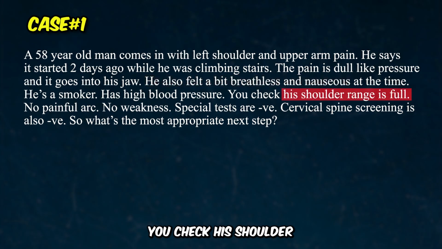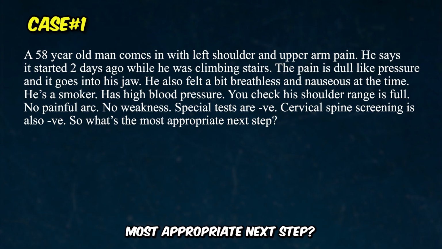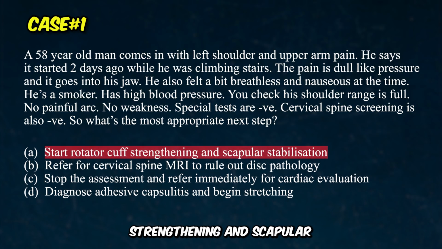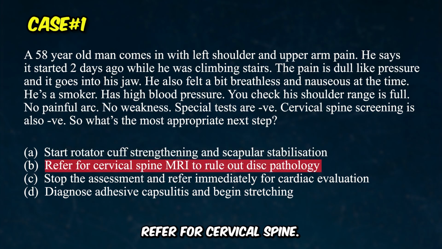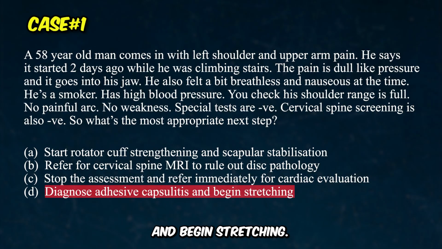You check his shoulder, range is full, no painful arc, no weakness. Special tests are negative. Cervical spine screening is also negative. So what's the most appropriate next step? Option A. Start rotator cuff strengthening and scapular stabilization. Option B. Refer for cervical spine MRI to rule out disc pathology. Option C. Stop the assessment and refer immediately for cardiac evaluation. Option D. Diagnose adhesive capsulitis and begin stretching.